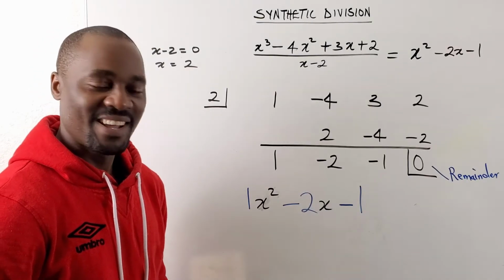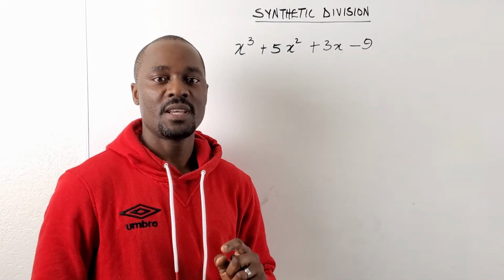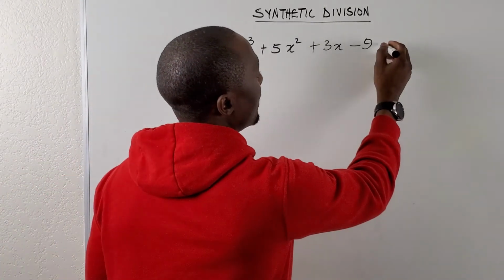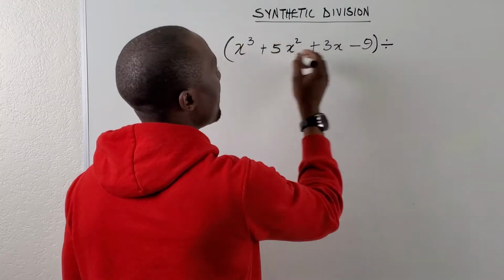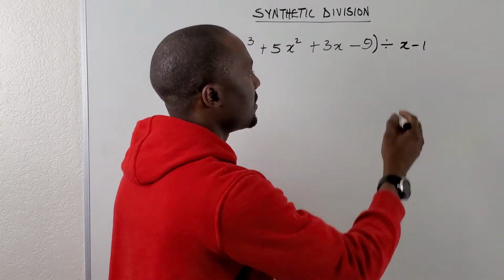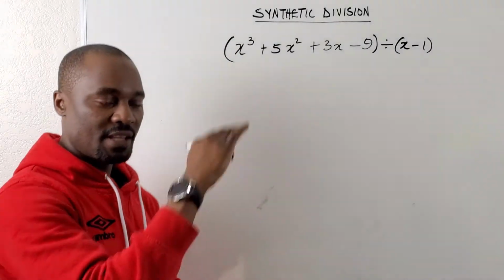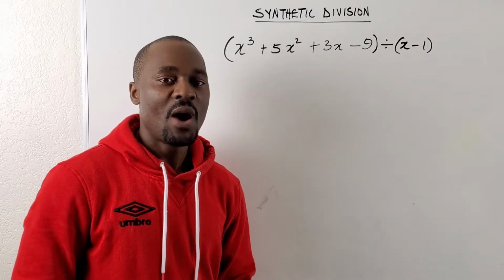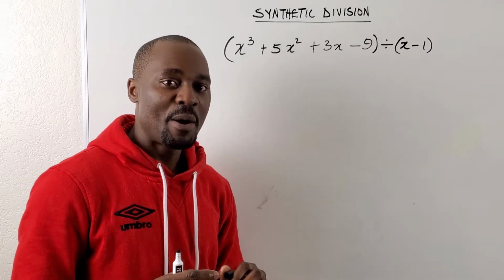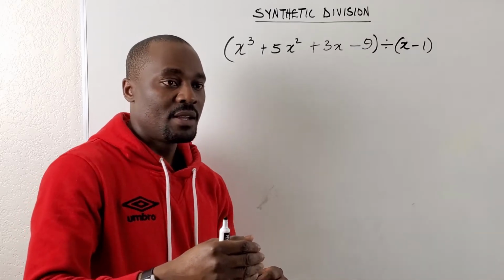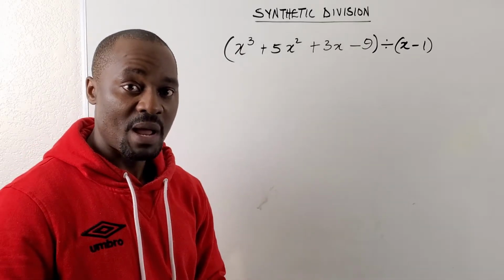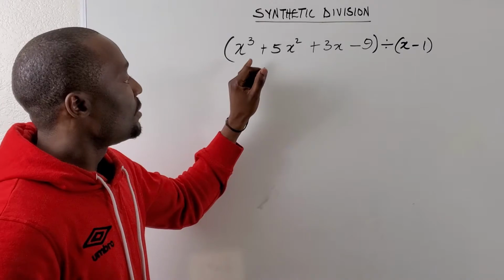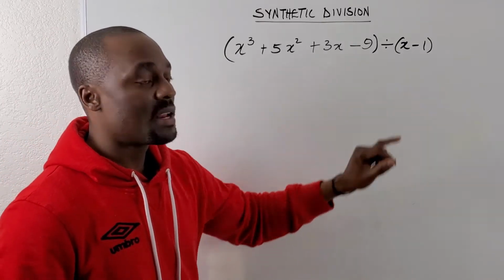Okay? Let's take another example. Let us say this is the polynomial that you have, and you're supposed to divide it by, say, x minus 1. Instead of writing it that way, I'm writing it this way because they could ask you to divide it whichever way. I chose this question because I want to go to the next point, which has to do with the factor theorem. I'm going to talk about that later. Now, x cubed plus 5x squared plus 3x minus 9 divided by x minus 1.